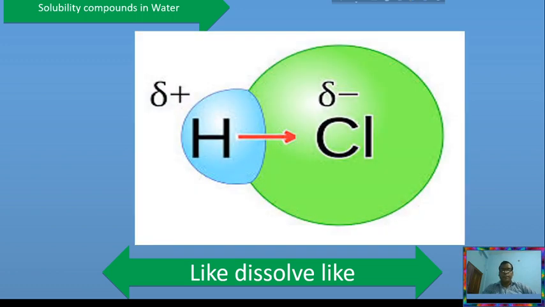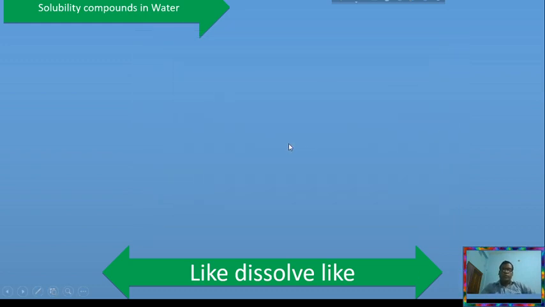And another one is hydrochloric acid. Look at here. This is hydrogen and this is chlorine. It is partially positively charged and partially negatively charged. So hydrochloric acid is a covalent compound, but it is a polar compound. That's why hydrochloric acid will be dissolved in water. Why? Because hydrochloric acid is a polar compound and water is polar. That's why polar compounds will be dissolved in polar solvents. It is the like dissolves like rule. So look at another picture.